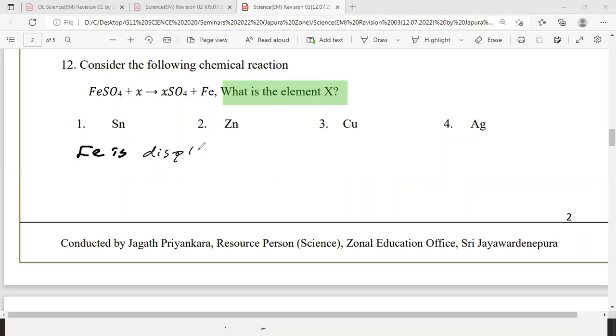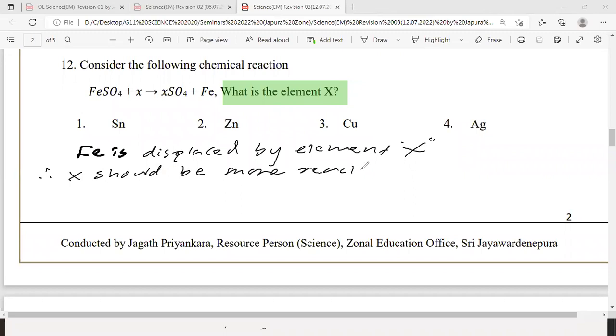Iron is displaced by element X. Therefore, X should be more reactive than iron. More reactive than whom? Than iron, Fe. That means X is above iron in the activity series.